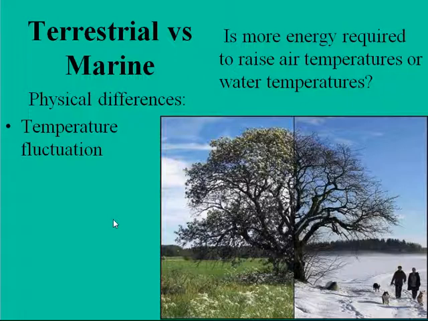So what do you think? Is more energy required to raise air temperatures or water temperatures? I think you know the answer. Air temperatures fluctuate much more quickly. Here on land in Tauranga, we might have 12 or 13 in the morning, and then 28 in the middle of the afternoon, but the seawater temperature might change 2 or 3 degrees on the very surface layers, while the underlying water might stay at 20 degrees all day long. So very low fluctuation in temperature in marine environments.